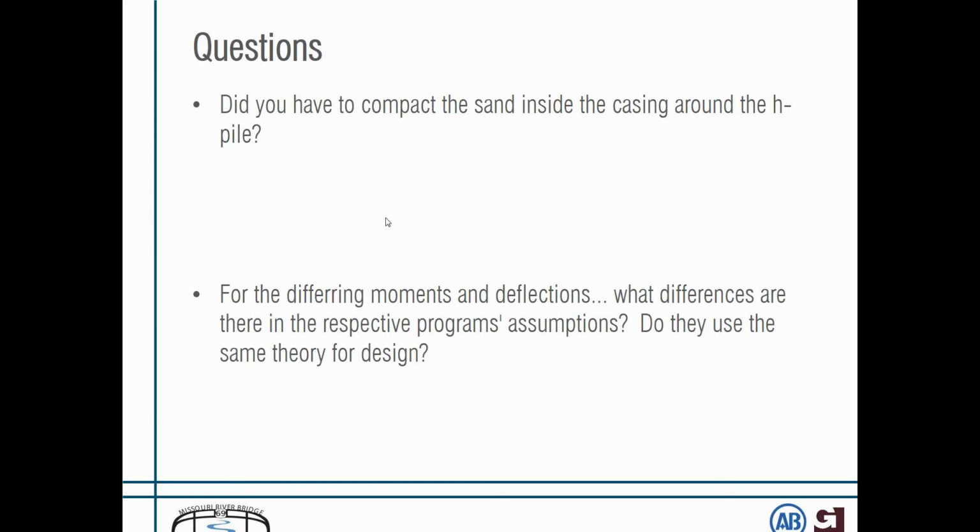And the next question is, for the differing moments and deflections, what differences are there in the respective programs' assumptions? Do they use the same theory for design? They do use the same theory. One thing we do know about the 2 programs as far as live load, how that's modeled, is how the trucks float in Midas when you place the lanes versus how MDX allows the trucks to float. There are differences that, in our second round in this comparison, that one engineer really looked into and was able to better match the live load moments.